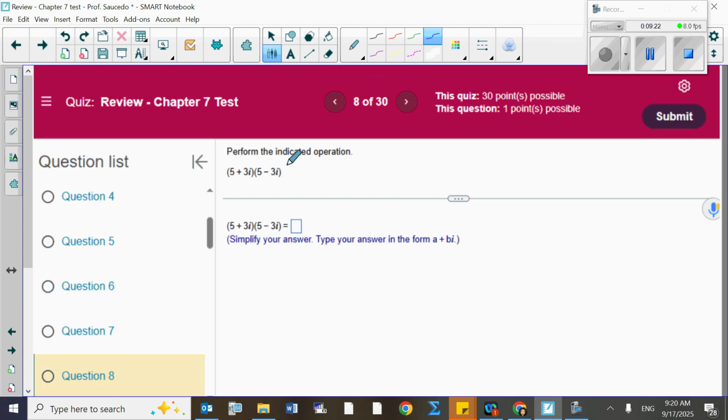Now we want to find the answer to this operation. All we need to do is distribute and simplify. 5 times 5 is 25. 5 times negative 3i, negative 15i. 3i times 5 is positive 15i. And 3i times negative 3i will be negative 9i squared. Okay, now simplify. Negative 15i and positive 15i cancel.